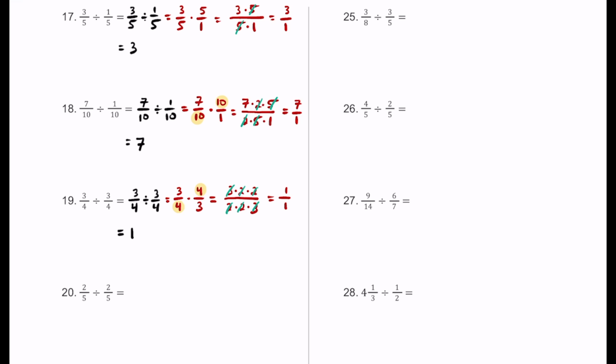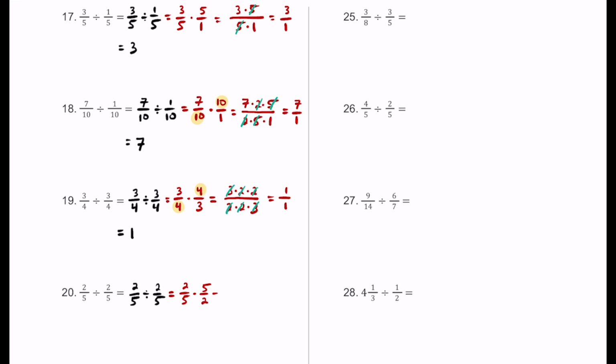Okay. For number 20, we have 2/5 divided by 2/5. Same idea here. We should get the answer 1, but let's just make sure this works. So 2/5 divided by 2/5. Okay, once you get the hang of this, it should go a little quicker. We have 2/5 times, and we're going to put 5 over 2.